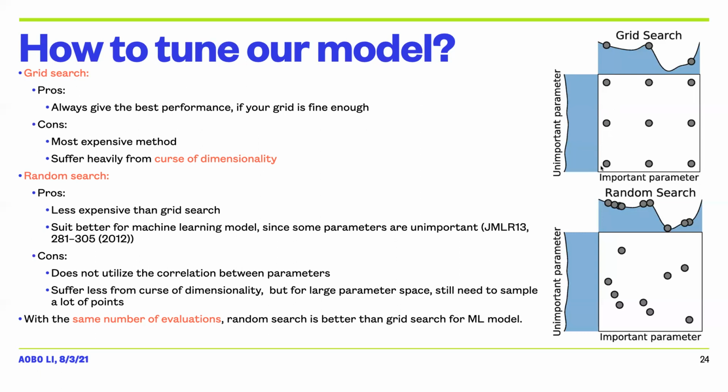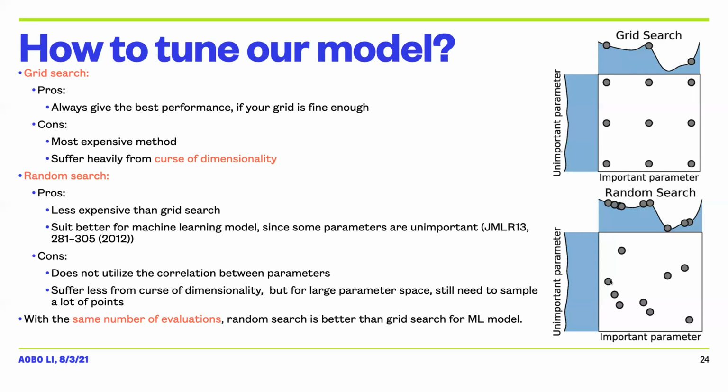For example, these three have the same important parameter, but they just vary on the unimportant parameters. So these three are pretty much a waste, because it really only searches once on the important parameter. But if you have random search, then you have 1, 2, 3, 4, 5, 6, 7, 8, 9. So all the 9 points contribute to the important parameter. That's why random search actually performs better than grid search on a machine learning model.